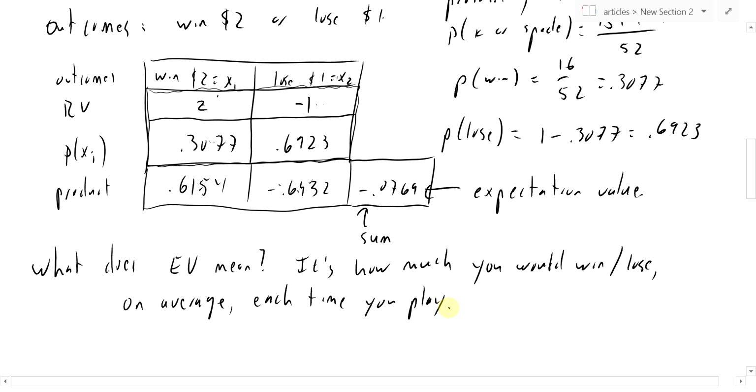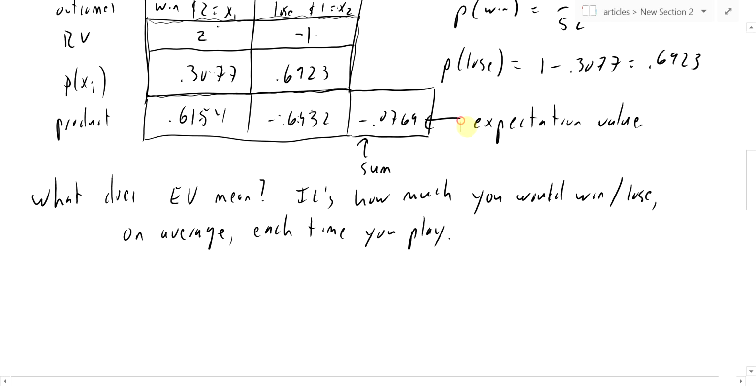Right? And that's a little bit tricky to think about, because every time you play the game, you either win $2 or you lose $1. So why is this minus 0.0769? Actually, this is measured in dollars, so this is about 8 cents. You're losing 8 cents each time you play that game. Well, the average part is really important, because suppose you played 10,000 times.